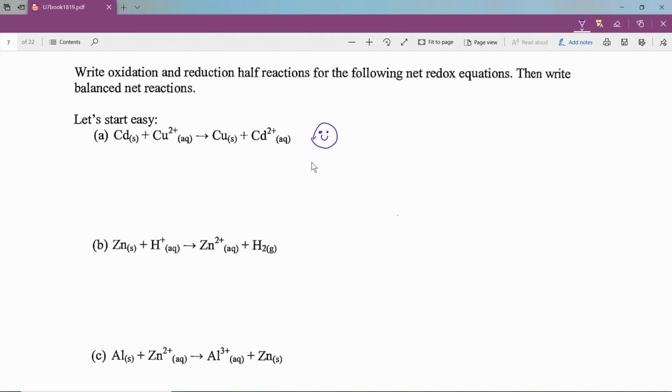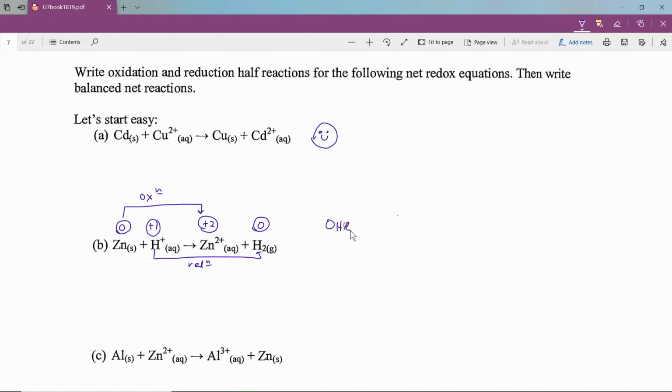So that's good. Second one, okay, zinc, the oxidation number is 0. I got an H plus there, so it's +1. I got a zinc 2 plus, so it's +2. And I got a hydrogen, so it's 0. So zinc goes from 0 to +2, so that's oxidation. H plus goes +1 to 0, so that's reduction. So now we can separate them.